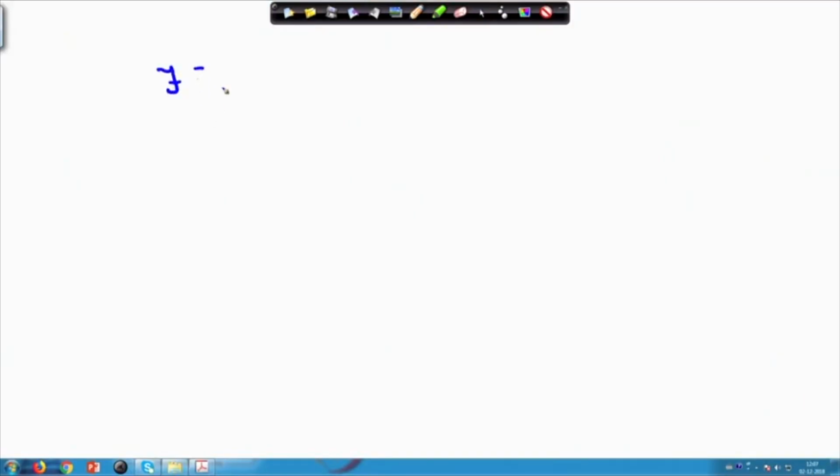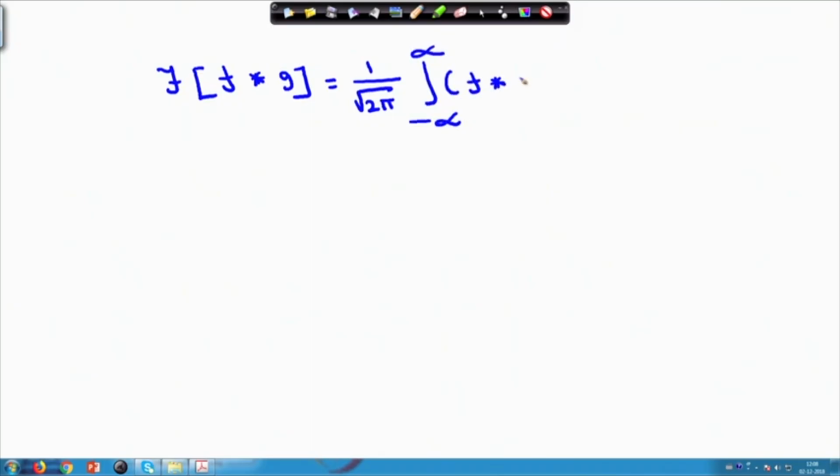The Fourier transform of f star g equals, from the definition, 1 by root 2 pi, integral from minus infinity to infinity of f star g of x into e power i alpha x into dx, so that it will be a function of alpha.